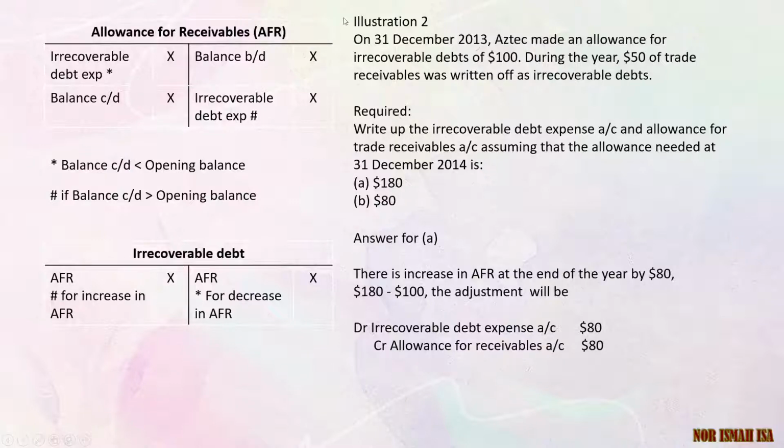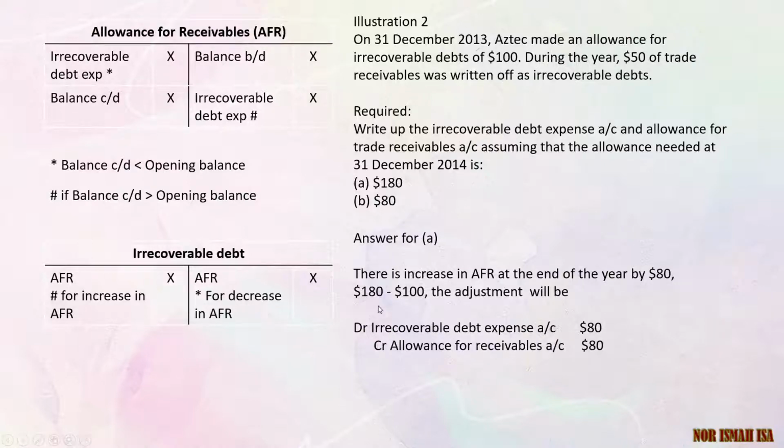Before that, look at this question. There is a debt written off for that year. So this one you need to take out from the trade receivable, $50. And then for calculation for A, we have at the end of the year the estimated allowance is 180, and the opening balance is 100, so the difference is 80.